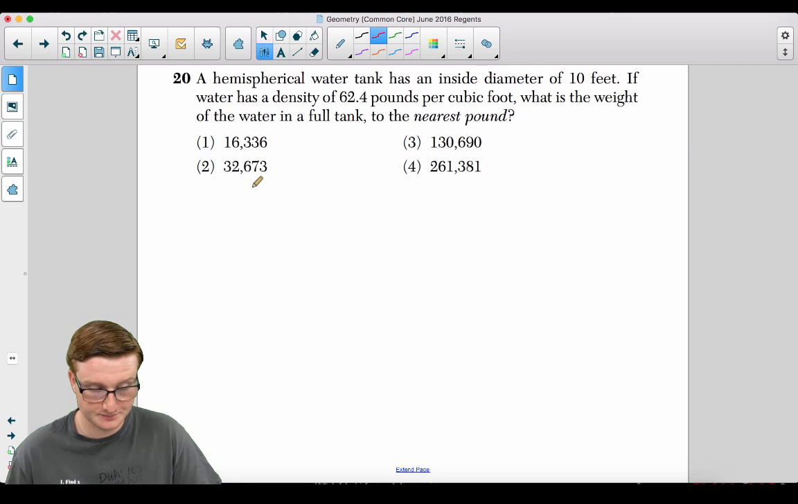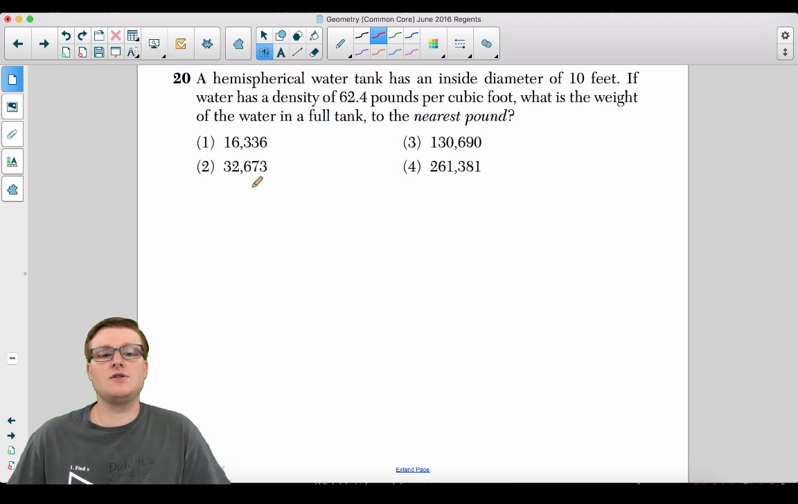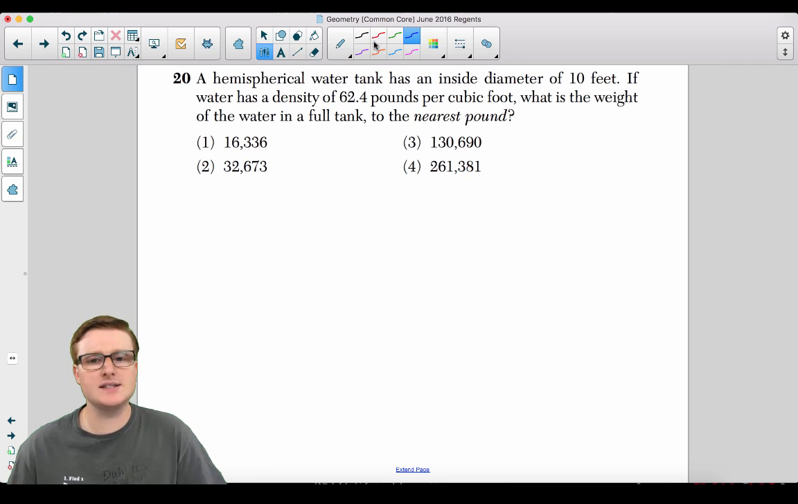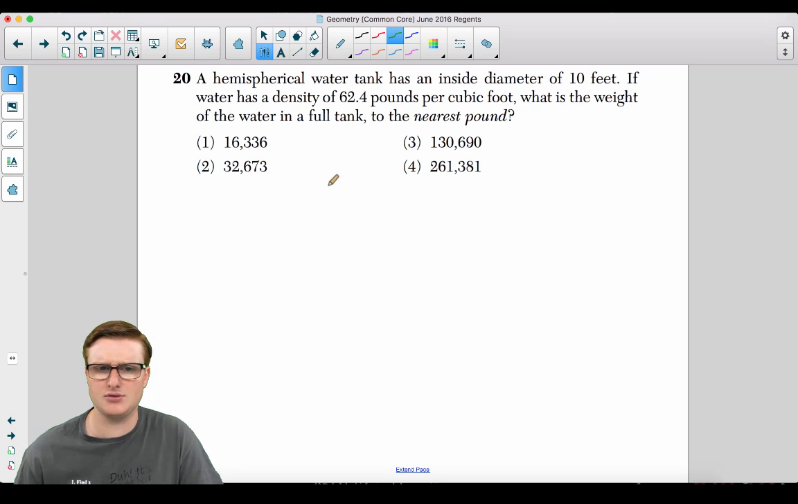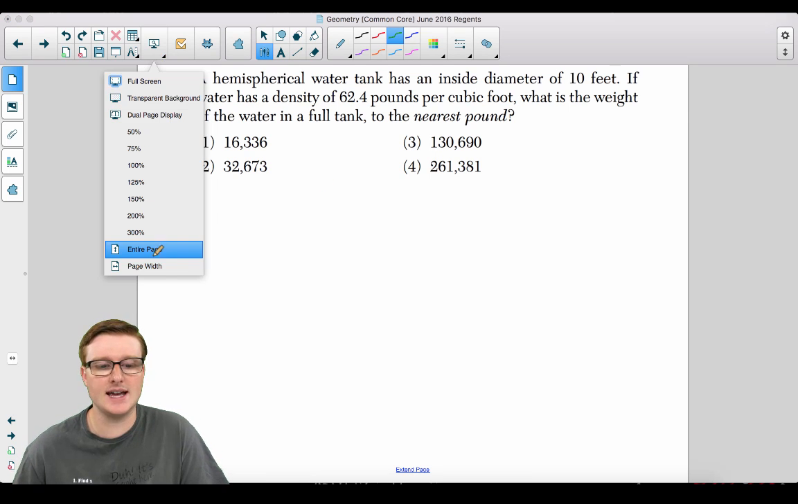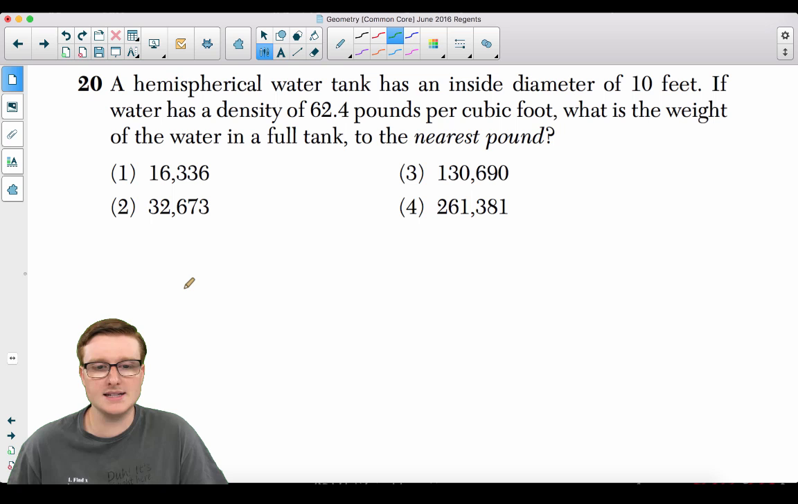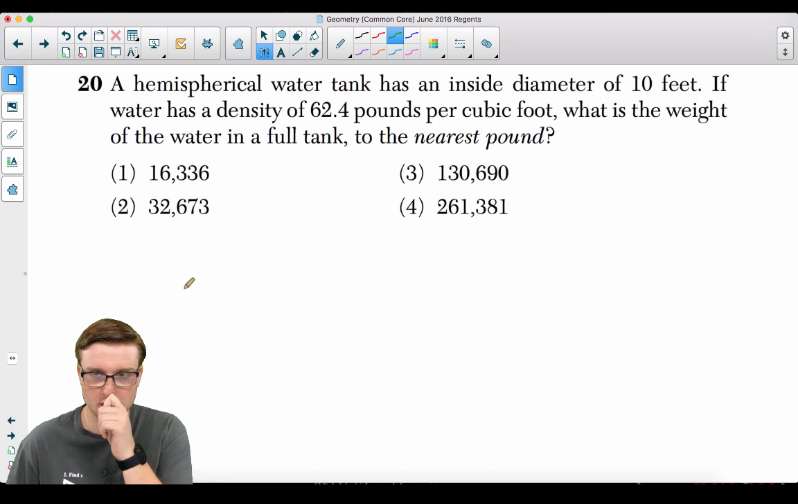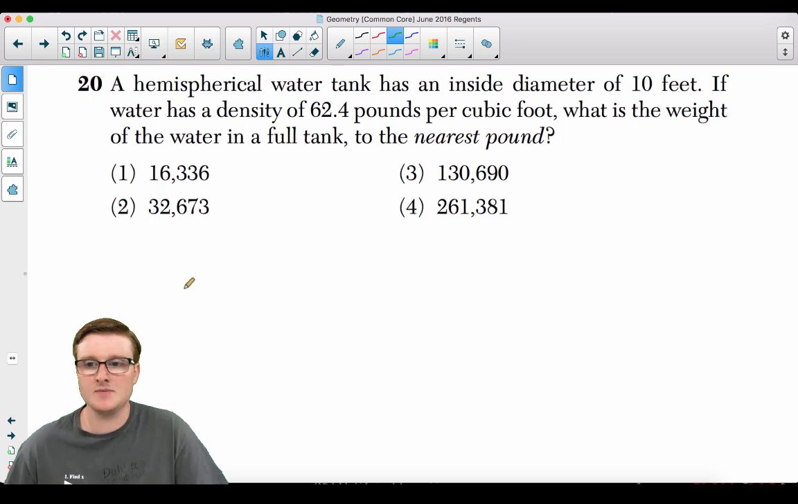All right, number 20. For question number 20, if you've been doing old Regents exams, this is a repeat question from the August 2015 test. They made a little mistake, and I'm surprised that this got through. It says a hemispherical water tank has an inside diameter of 10 feet. If water has a density of 62.4 pounds per cubic foot, what is the weight of the water in a full tank to the nearest pound?